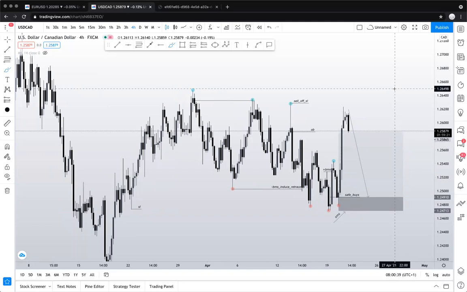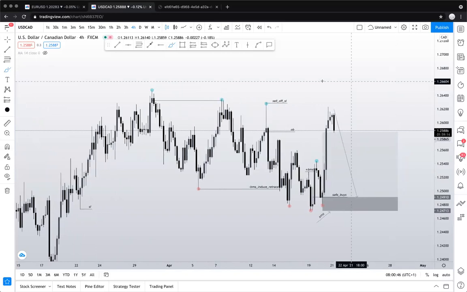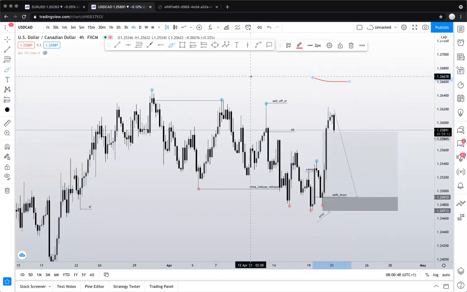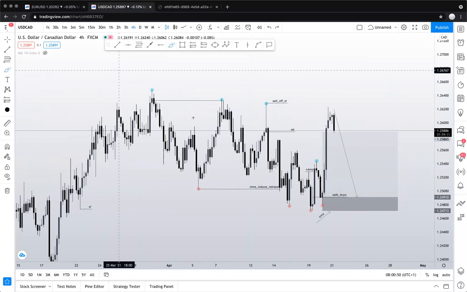So let's quickly go to the analysis. I'm not going to do a top down. I'm just going to run through the trade analysis and tell you what I see. This is USD CAD, and right now this is the 4-hour time frame.